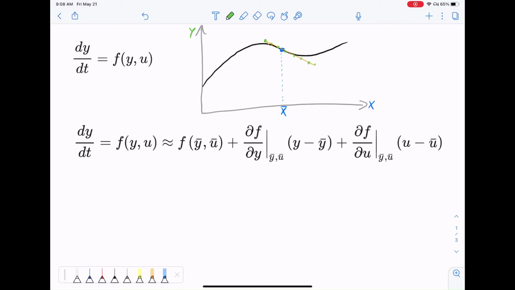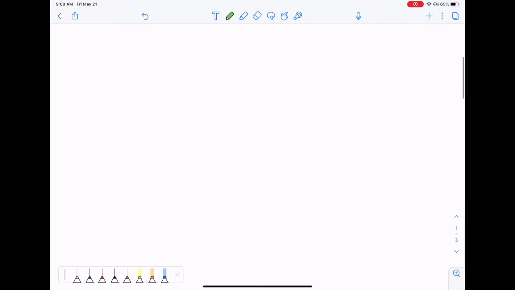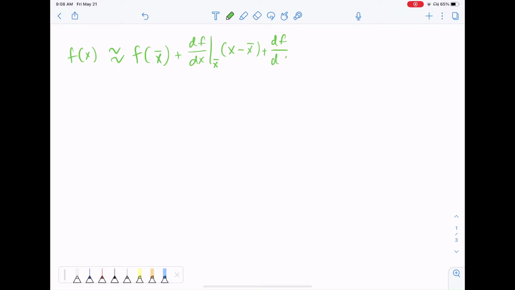Now this comes from a Taylor series. In a Taylor series, we have some function f of x, which is approximated by f at x bar plus df dx evaluated at x bar, multiplied by x minus x bar, or the distance from that point. And that actually goes on forever, where we have an infinite series.